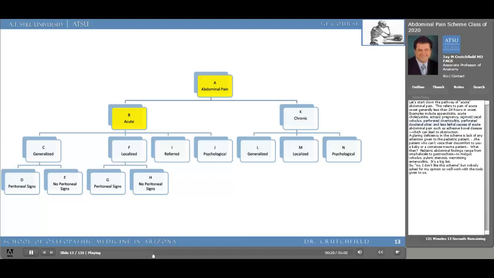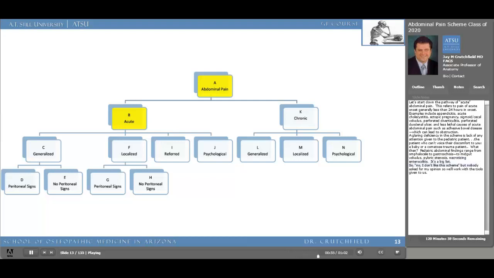A glaring deficiency in our scheme is the lack of any attention to the pediatric patient, the patient who can't voice their discomfort to you, a baby, or a comatose trauma patient, for example. What then? Pediatric abdominal findings range from omphalocele to gastroschisis, to midgut volvulus, pyloric stenosis, necrotizing enterocolitis. It's a big list. So no, I don't like this scheme, but nobody asked for my opinion, and we'll have to work with the tools that are given to us.